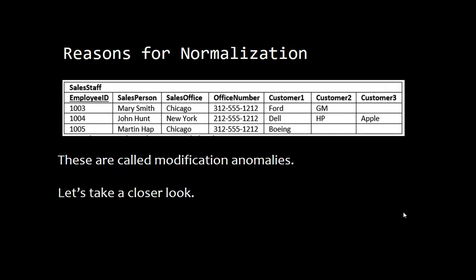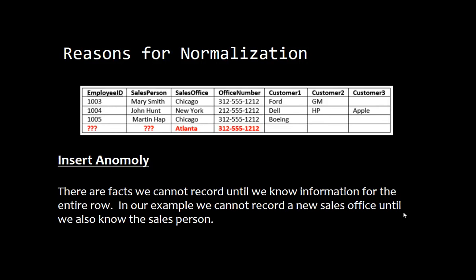These are called modification anomalies, the things I just talked about. But let's take a closer look at these one more time. The first one is an insert anomaly. There are facts we cannot record until we know information for the entire row. In our example, we cannot record a new sales office until we also know the salesperson.